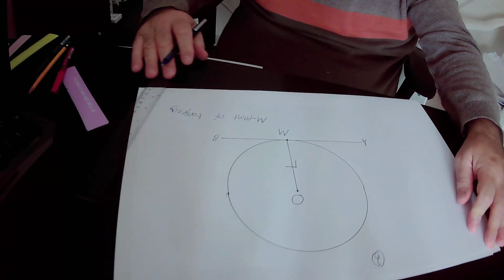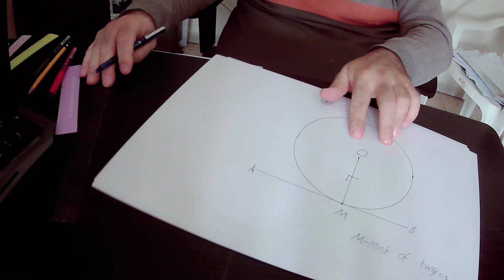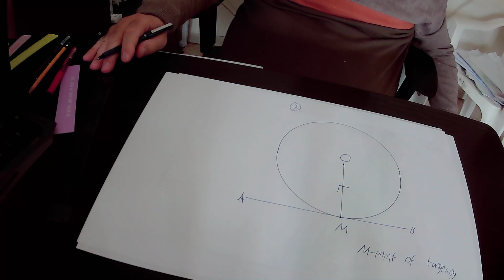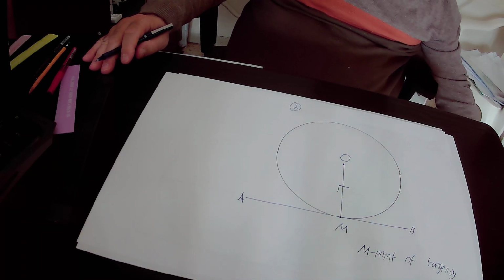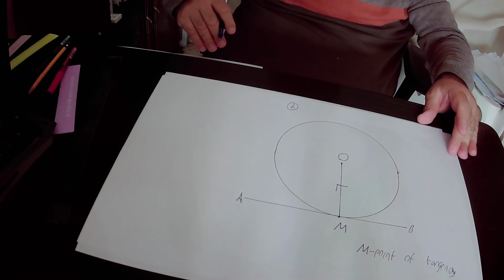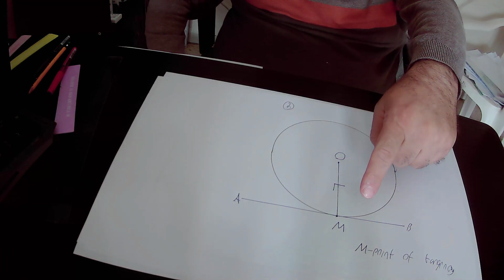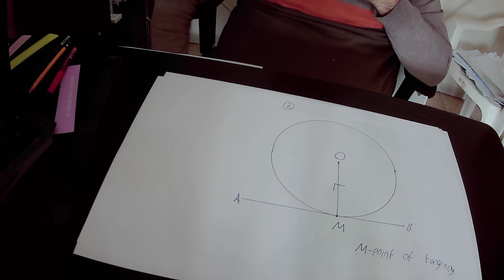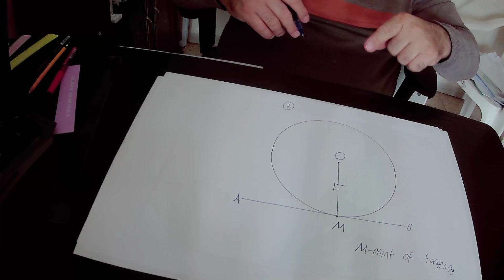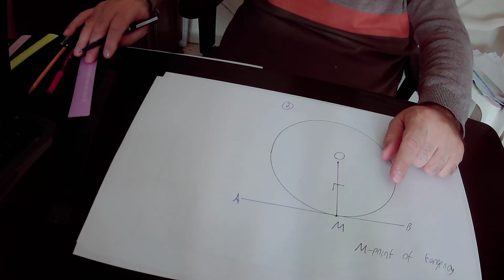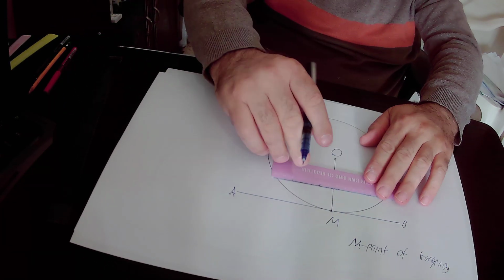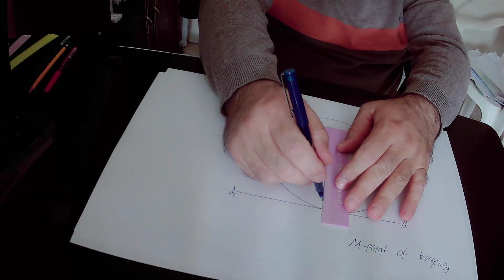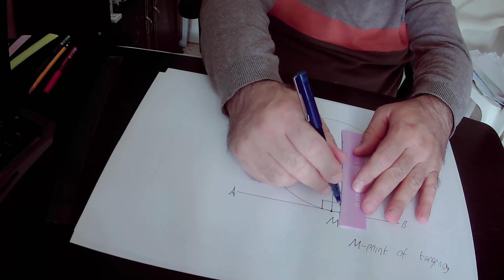So here, this radius, the radius OM, is drawn to point M, that is the point of tangency. Therefore, according to rule number 1, tangent AB will be perpendicular to this radius. That is to say, this angle will be equal to 90 degrees, and this angle will also be equal to 90 degrees.